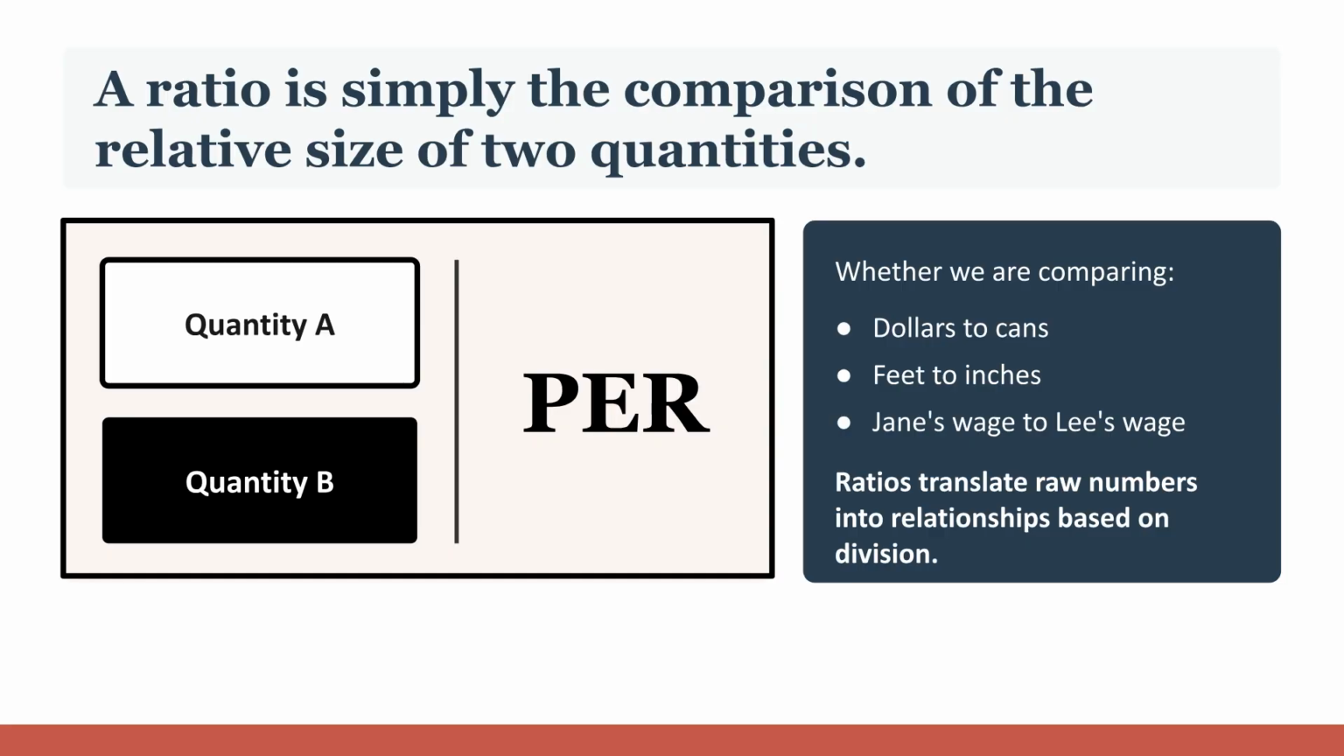A ratio is simply a comparison of the relative size of two quantities. The word per is your signal that division is happening. Ratios translate raw numbers into relationships, allowing us to compare everything from prices to speed.